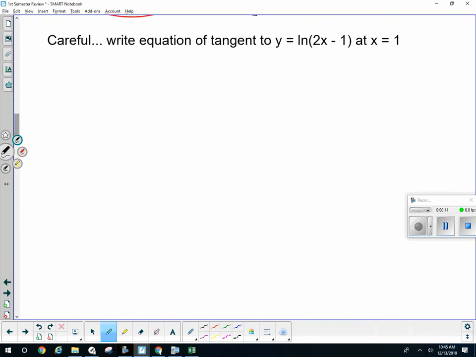We're careful when we take the derivative of log of stuff, making sure we use the chain rule. Derivative of log x is 1 over x. Derivative of log of stuff would be 1 over the stuff.